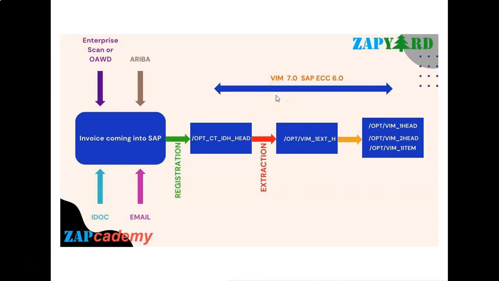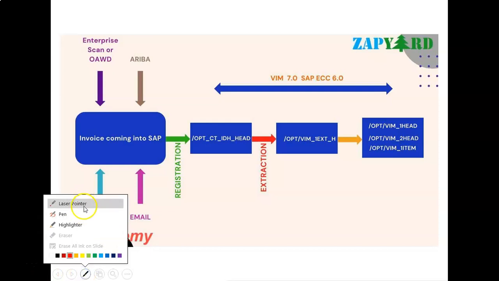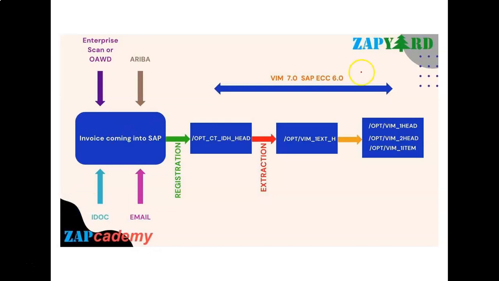So here in this video, we are going to talk about the different VIM table flows with respect to the versions from VIM 7.0 onwards up to VIM 7.5 SP2. So what are the different table flows involved?